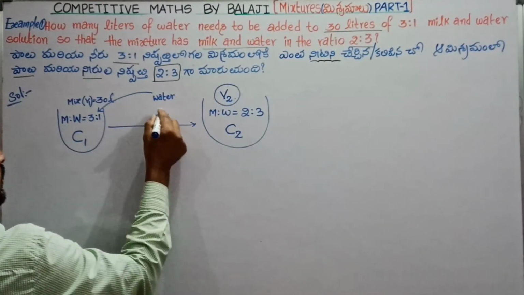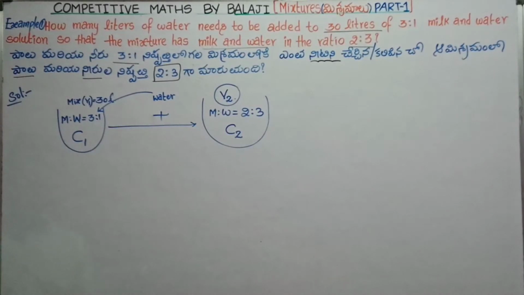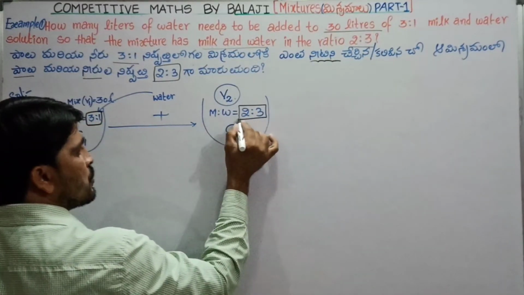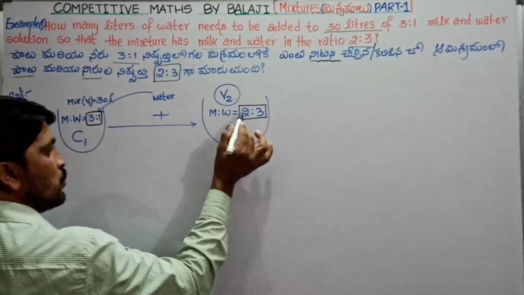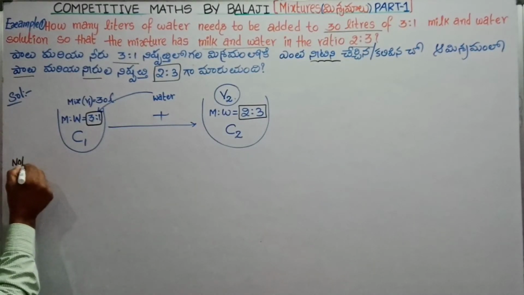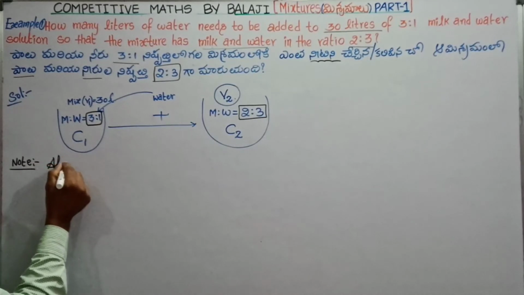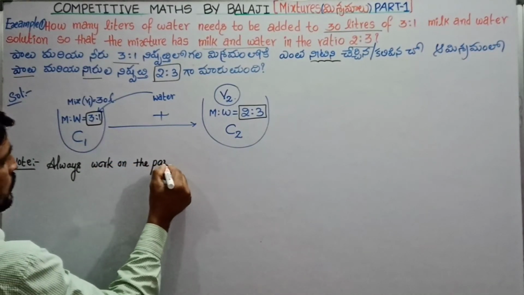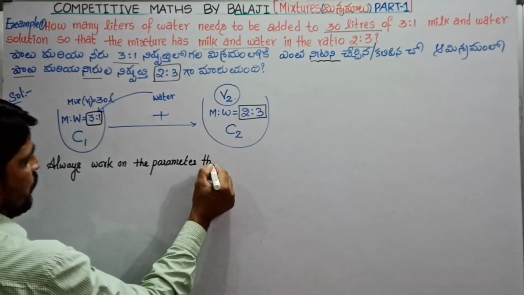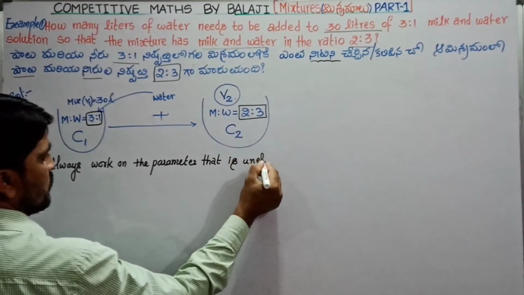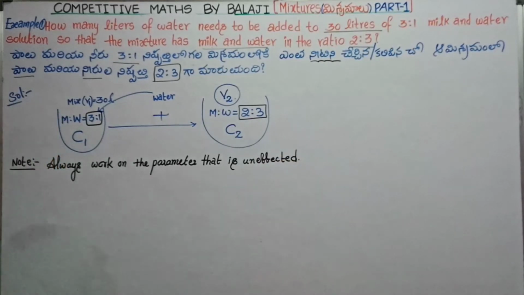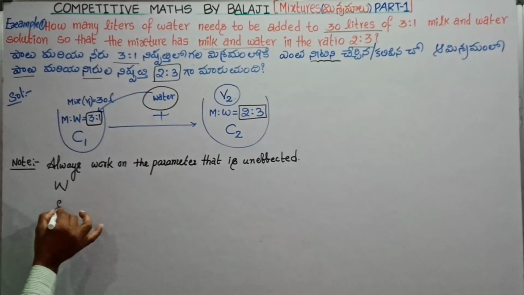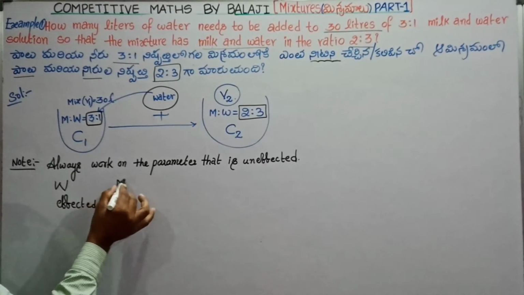Yes, we added some amount of water. Now, what does that mean? The ratio 3:1 has to change to 2:3. In this type of question, always work on the parameter that is unaffected. What is the parameter that is unaffected here? We are adding water, so water is affected, and milk is unaffected.